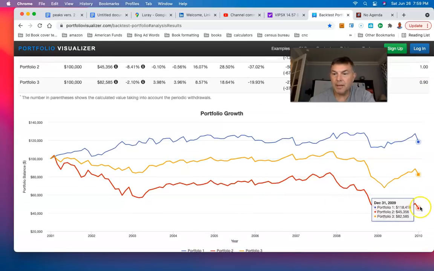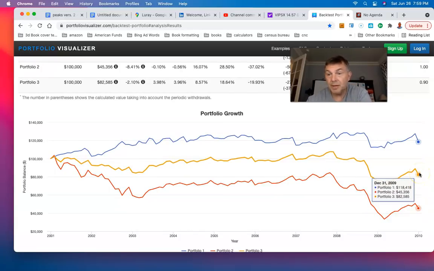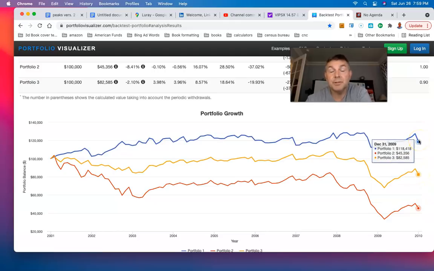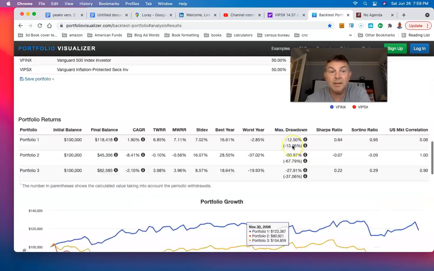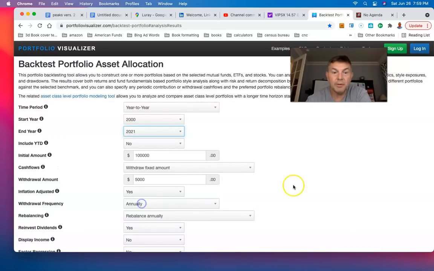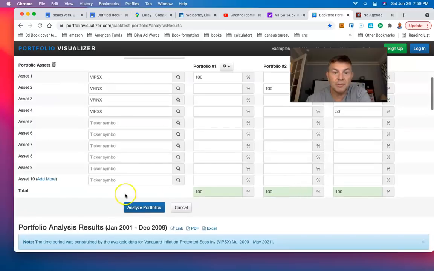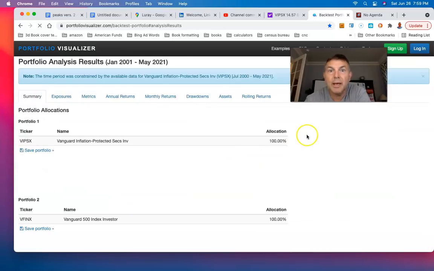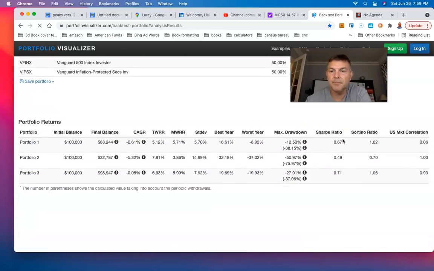S&P 500, you're down to 45,000. The 50-50 split is at 82,000, and the Treasury inflation-adjusted is at 118. Let's go 2000 to 2021. We're taking 5,000 a year, and we're adjusting it with inflation. Not that you would have to do that in retirement, but we're going to use it anyway.